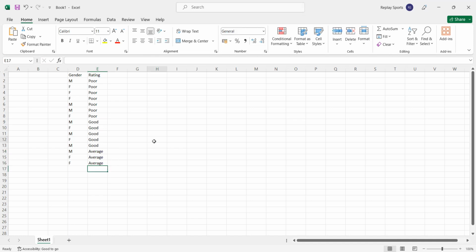See, two variables means we have two columns here. Male, female, and rating is poor, poor, good, average. Now you tell me, if this data is given to you, what all things can we do? What does this tell you? What can you do here?